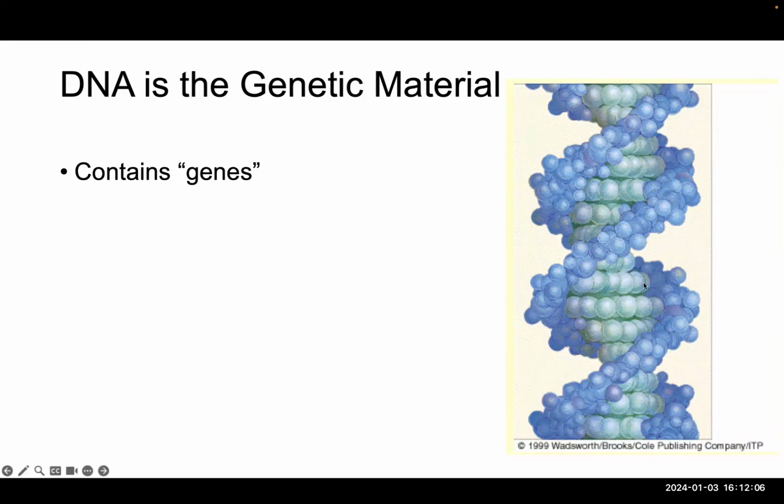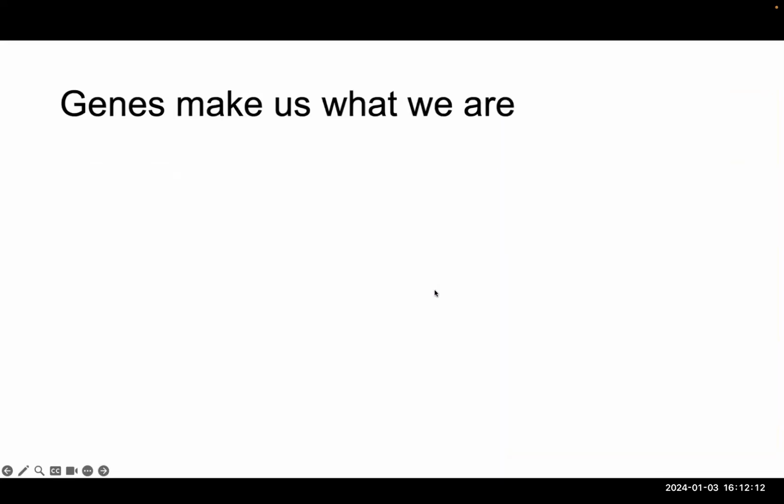this is a famous picture. You probably already know it's a double helix, and that's what contains the genes. Genes are often said to be responsible to make us what we are, at least partly. That's true. There are things that are 100% genetic, like your blood type. That is determined by your genes.